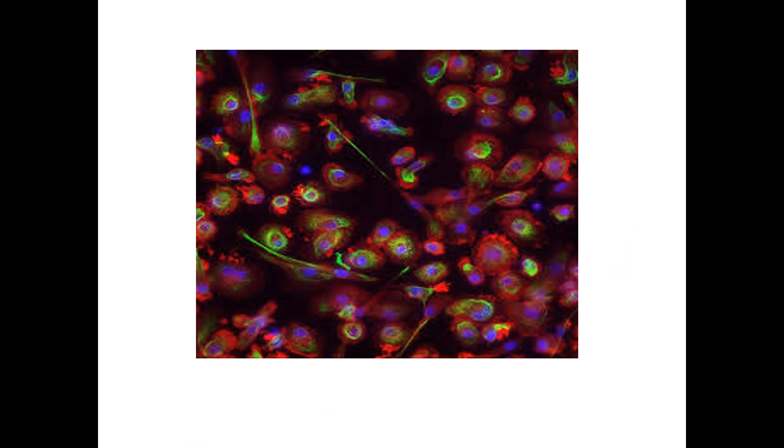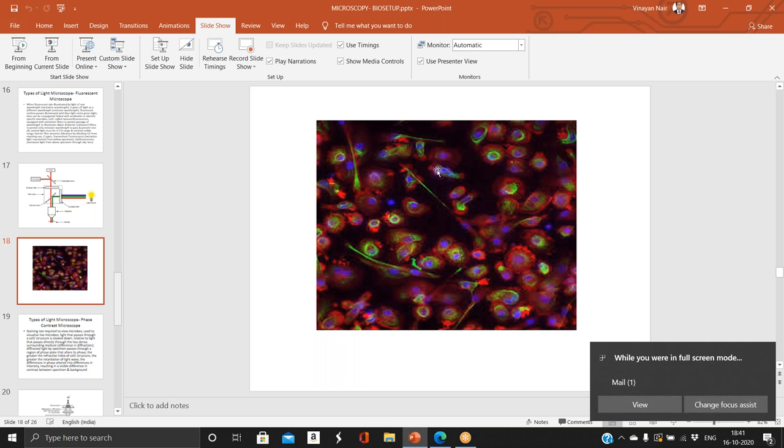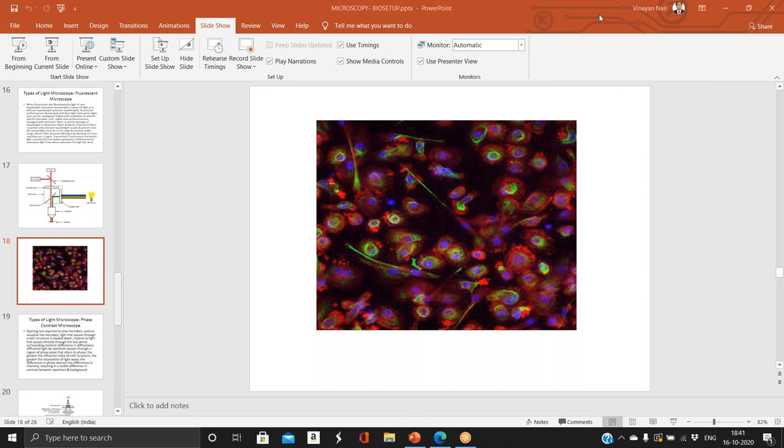And then this is the picture of a fluorescent microscope field. You can see the fluorescent color, it will be very colorful, because when we provide light with one wavelength, the fluorescent dyes provide light with a different wavelength from the excitation light, the emitted light. So the field will be very colorful in nature in a fluorescent microscope. So that's all about the fluorescent microscope.